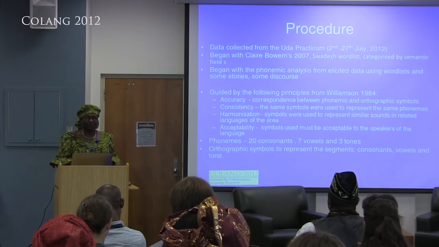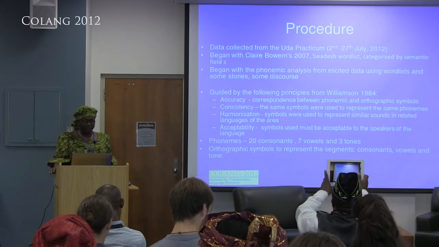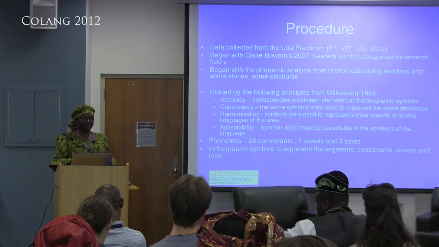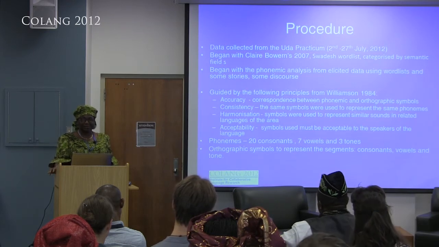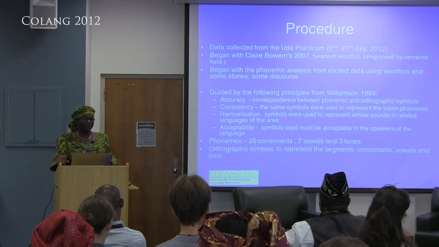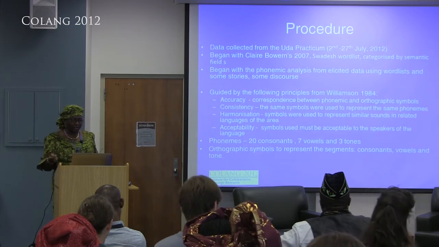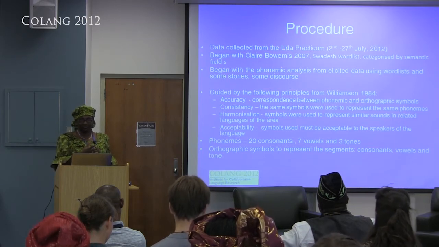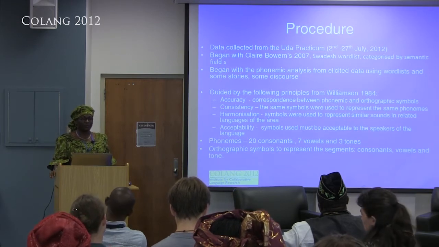And so we'd like to talk briefly about the procedure that we used. We started with the Swadesh, Kladesh and Bowens word lists. And the data for this orthography was collected in this period, from the 2nd of July up to today. After collecting that data, we began the phonemic analysis, part of which Mfon has already presented, from the word list, from the text and the discourse. You recall he said we had up to 24 phonetic consonants, which reduced to 20 phonemic sounds. So we found symbols for the 20.